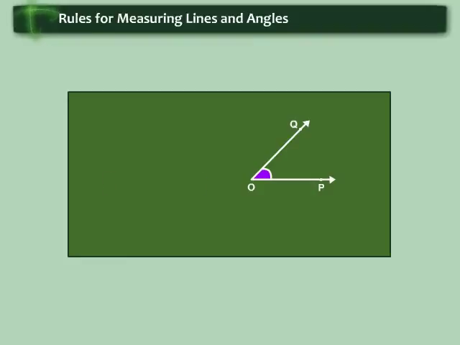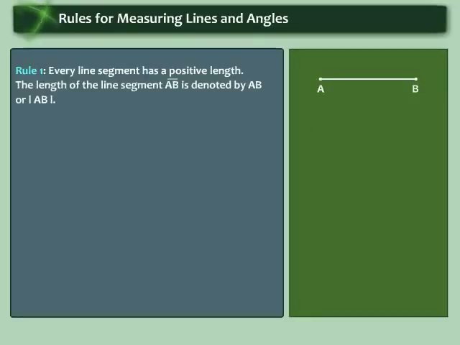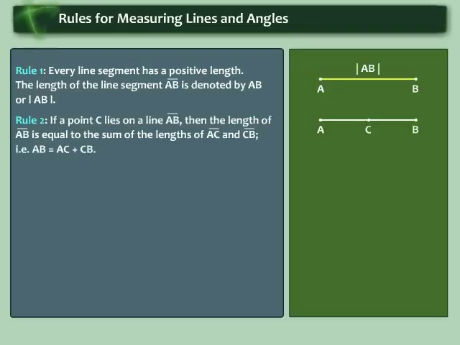While measuring lengths of line segments and angles, we observe the following rules. We can take them as additional postulates. Rule 1. Every line segment has a positive length. The length of the line segment AB is denoted by AB, or modulus of AB. Rule 2. If a point C lies on a line segment AB, then the length of segment AB is equal to the sum of the lengths of segment AC and segment CB. That is, AB equals AC plus CB.